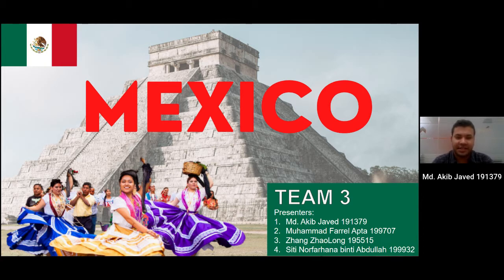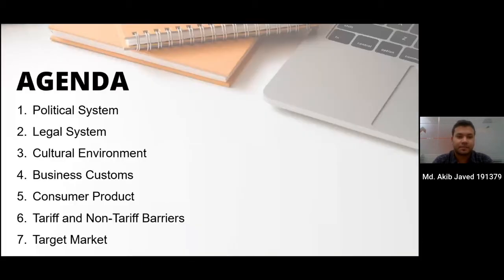This is our second presentation with the country of Mexico. Let's see what today's agenda for the presentation is. Today we'll be discussing throughout the entire presentation the political and legal system, the cultural environment, business customs, consumer products, tariffs, and non-tariff barriers. At the very end, the target market that we have chosen inside Mexico. So I will welcome Farrell to start off our presentation with the political system.